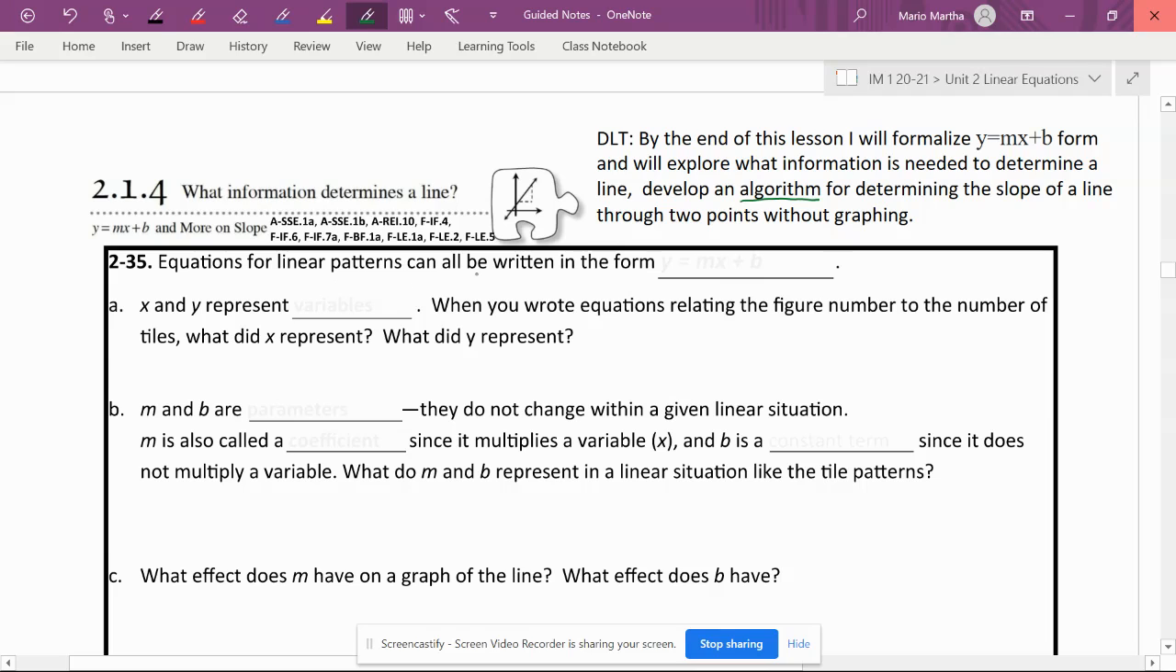Equations for linear patterns can all be written in the form of y equals mx plus b. And in this case, x and y represent what we call variables. And when you wrote equations relating the figure number to the number of tiles, what did x represent? And then what did y represent? So again, x was the figure number, and then y was the number of tiles.